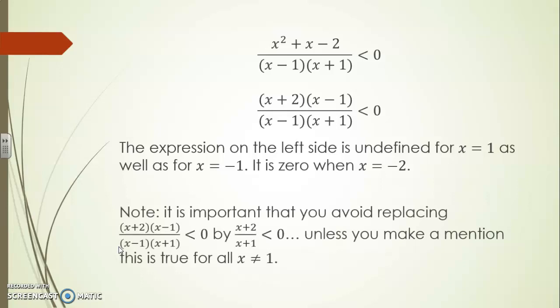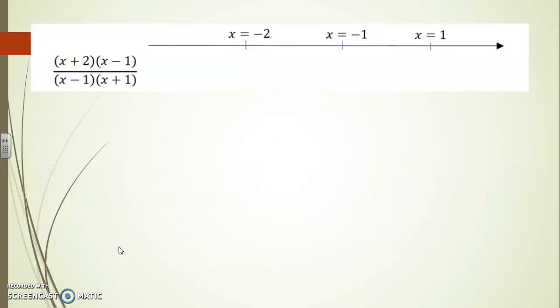Okay, some of you may be tempted to cancel the common x - 1s and simplify the rational expression to (x + 2) x over x + 1. But remember that we stated that x equals 1 creates a zero division. So we'd have to make a note that x equals 1 is prohibited. All right, good. So we're ready to move on to our next step, which is to test the signs.